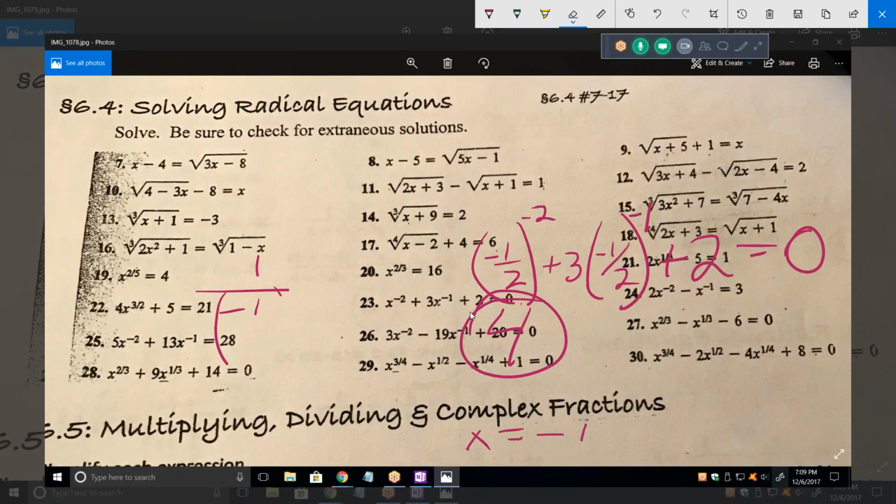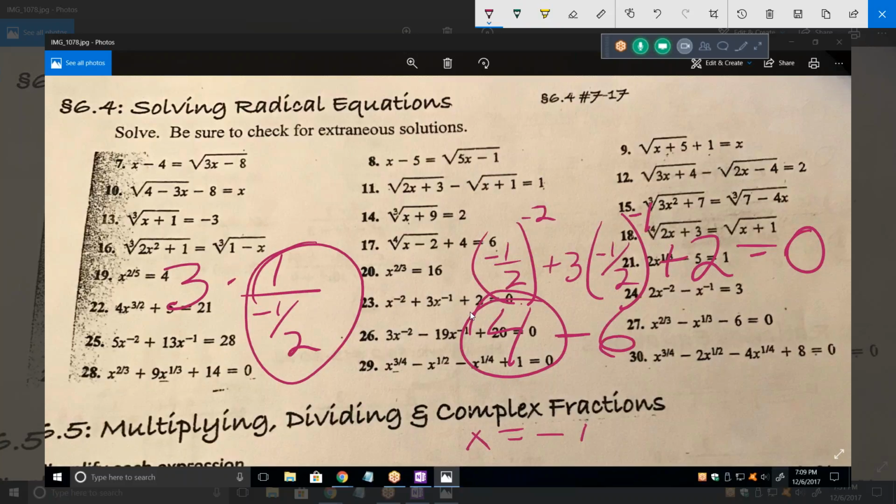Now let's figure out what the second part is. 3 and minus 1/2 to the minus 1 means 1 over minus 1/2. That's minus 2 times 3 is minus 6. Plus 2 equals 0. That is a valid solution. So x equal minus 1/2 is correct.